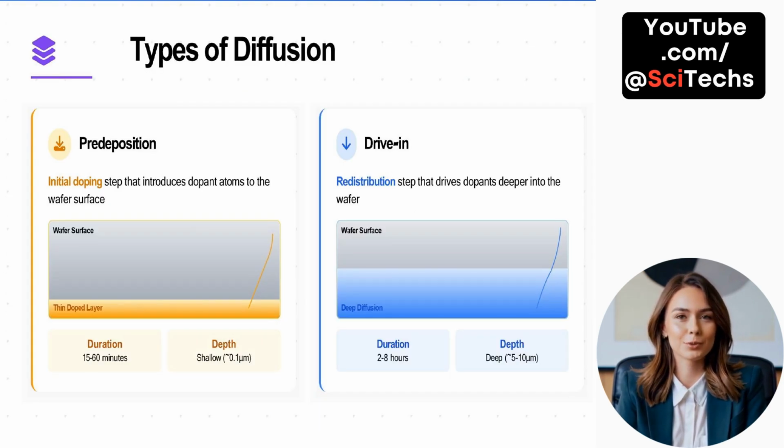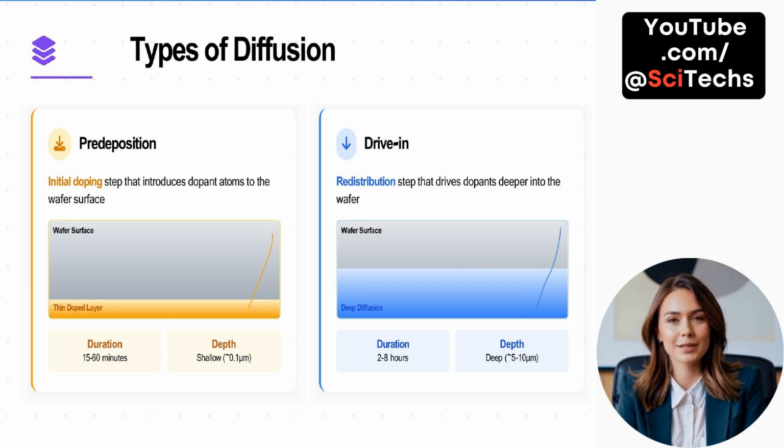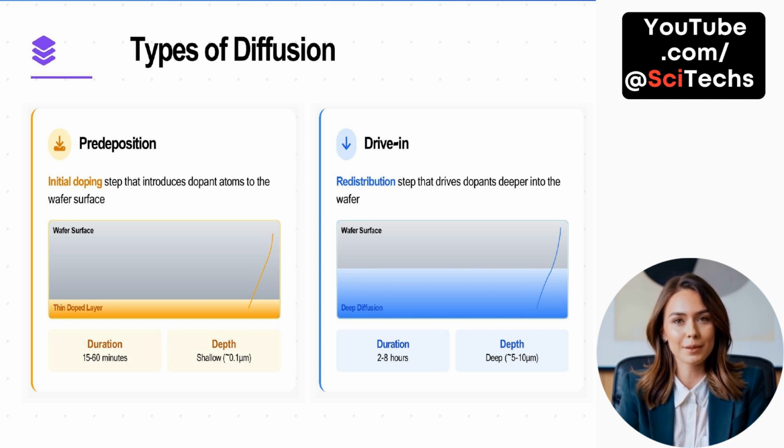Types of diffusion. Diffusion in semiconductor processing involves two main steps: predeposition and drive-in. Each plays a unique role in controlling how dopants are introduced and distributed within the silicon wafer. The predeposition step is the initial doping phase, where dopant atoms are introduced to the wafer surface. This forms a thin doped layer and typically takes 15 to 60 minutes.